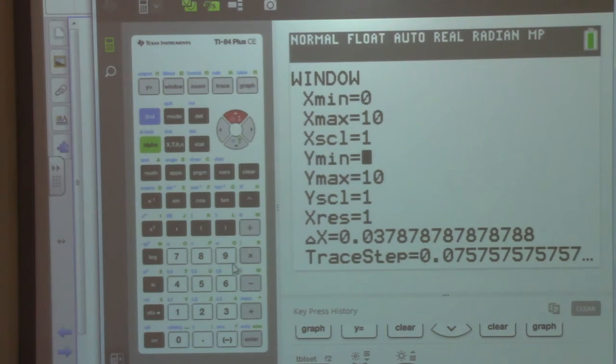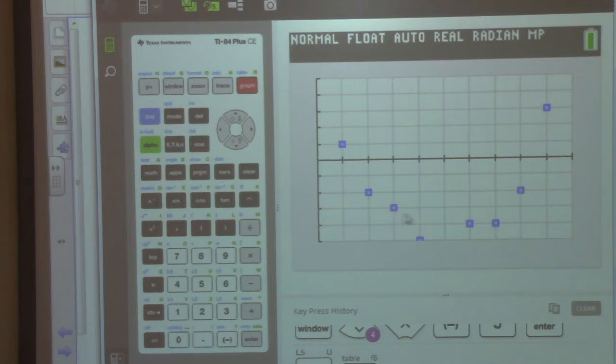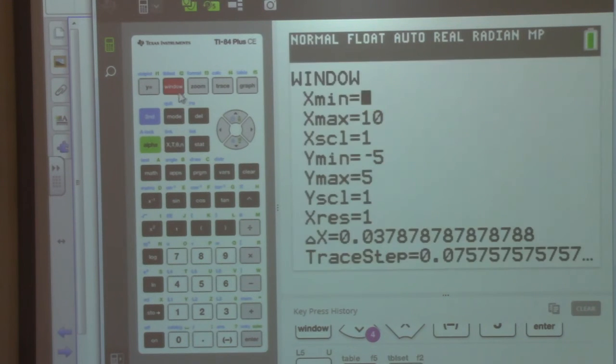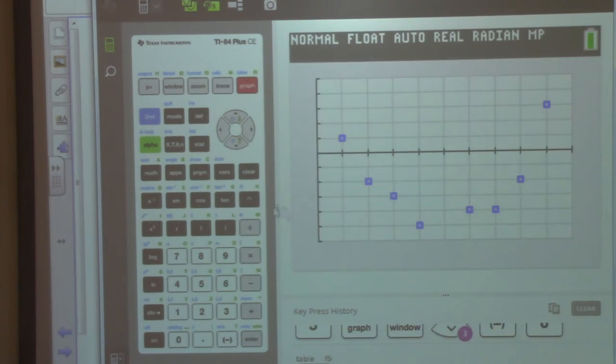For the y, I did negative 5. Negative 5? And what else? What goes up here? I did 5. Negative 5 to 5. Let's see if the points fit here. Now this is a good window except this last one, the one at the very bottom. This could work, but the only thing I would suggest is instead of negative 5, go to negative 6. So it just gets all the points in there a little better, right?